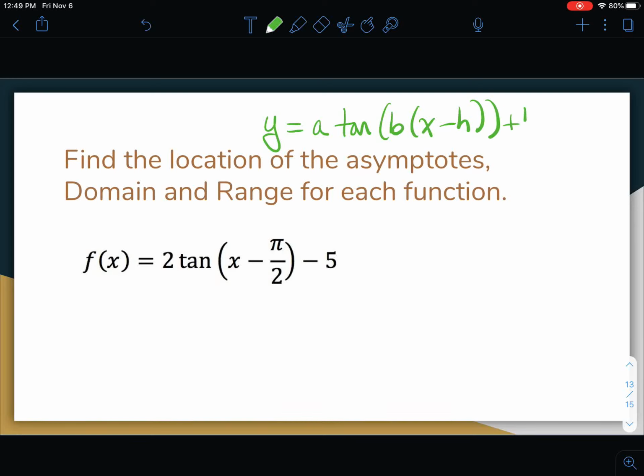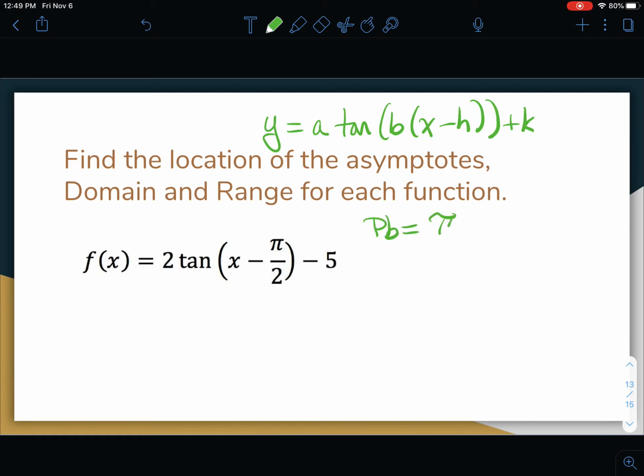Of b times x minus h plus k. Same as we did before. The h and the k are still the same shifts. The b value we still use to locate the period. So these are very similar in terms of what we've done with our other functions.